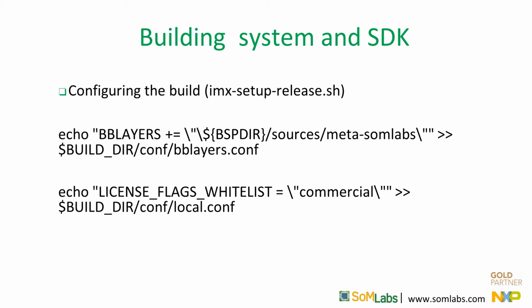Adding a new meta-somlabs layer requires modifying the imx-setup-release.sh script, which puts the necessary information in other configuration files like bblayers.conf and local.conf. At the end of the script, we add the lines shown on the slide. In the same place, we can also add the commercial license needed to build video libraries used in the default image for VisionSOM8M Mini by the demo application.